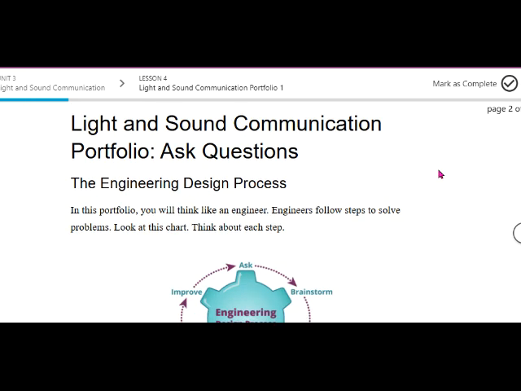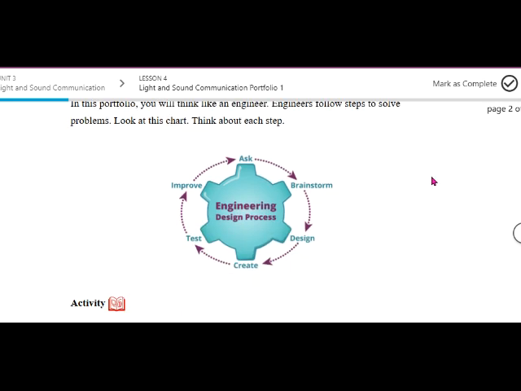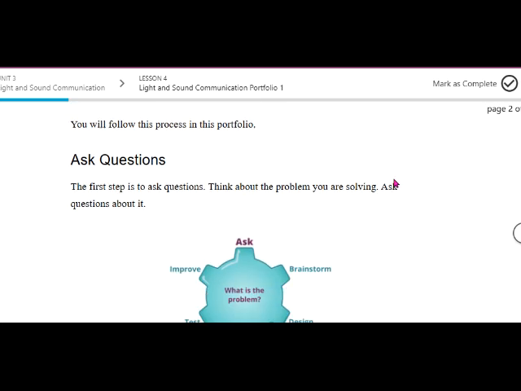The engineering design process. We're going to start with ask questions. In this portfolio, you will think like an engineer. Engineers follow steps to solve problems. Look at this chart and think about each step. So you can see the very first step at the top is ask. If you ever want to see this anchor chart again, you can click right here and you can view it throughout your lesson. You will follow this process in this portfolio.